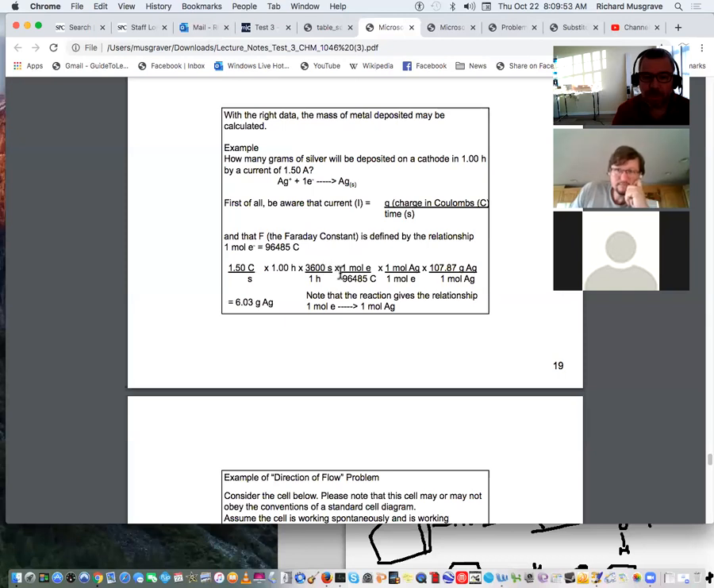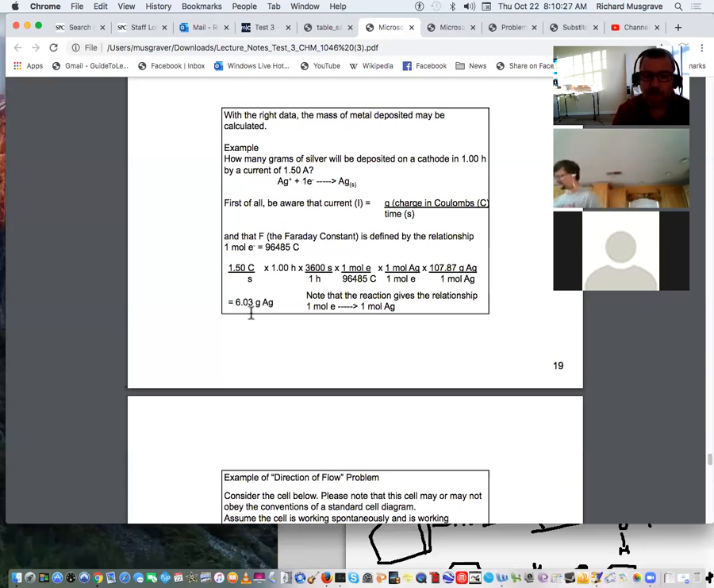Now, with the Faraday constant, I know 1 mole of electrons is 96485 coulombs, so I can convert those coulombs into moles of electrons. That's the next step. Once I have moles of electrons, I can figure out how many moles of silver I could expect to get. I get 1 mole of silver solid for every 1 mole of electrons transferred. Then I multiply by 107.87, the atomic weight of silver directly off the periodic table.